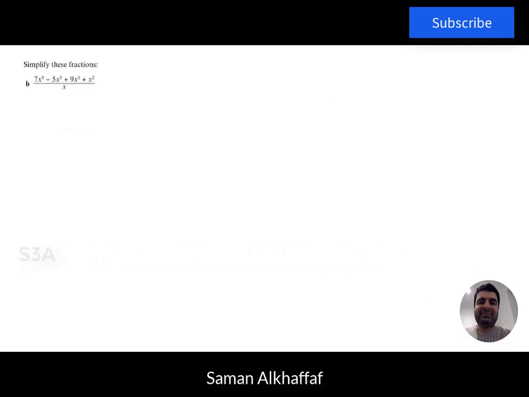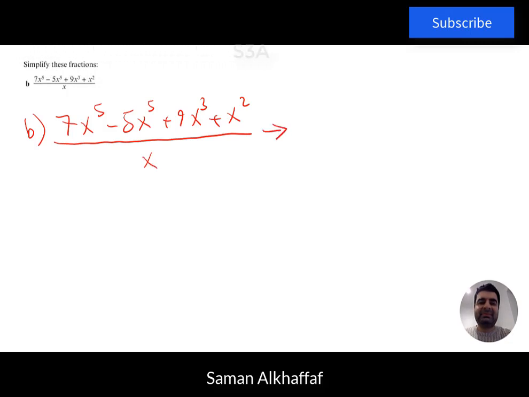In this example we have the expression shown, and we will need to simplify it to its simplest form. So we have 7x to the power 5 minus 5x to the power 5 plus 9x cubed plus x squared divided by x. So now we break it down so that each term is divided by x, so that will give us 7x to the power 5 divided by x minus 5x to the power 5 divided by x plus 9x cubed over x plus x squared over x.